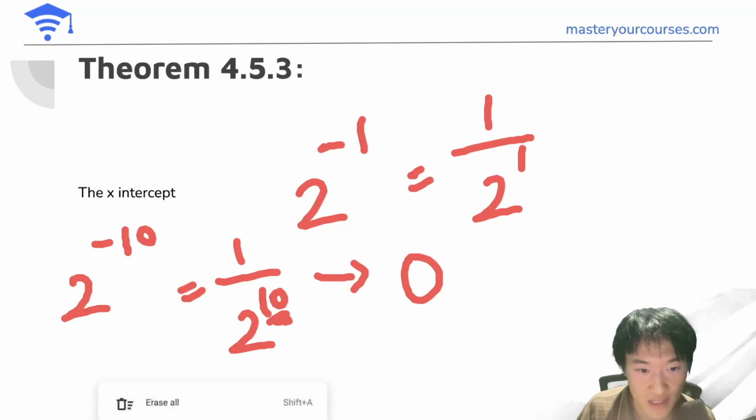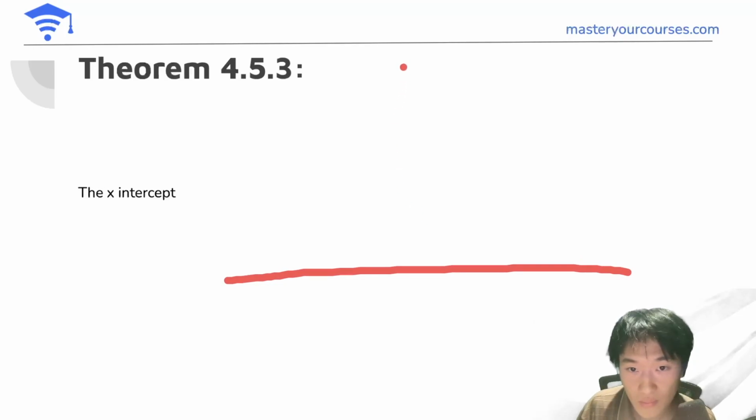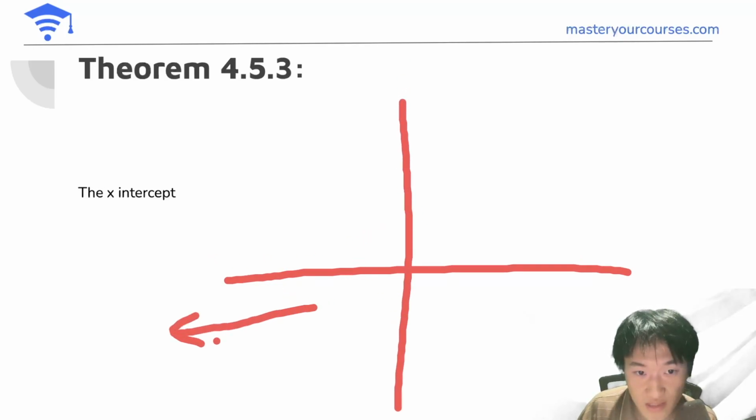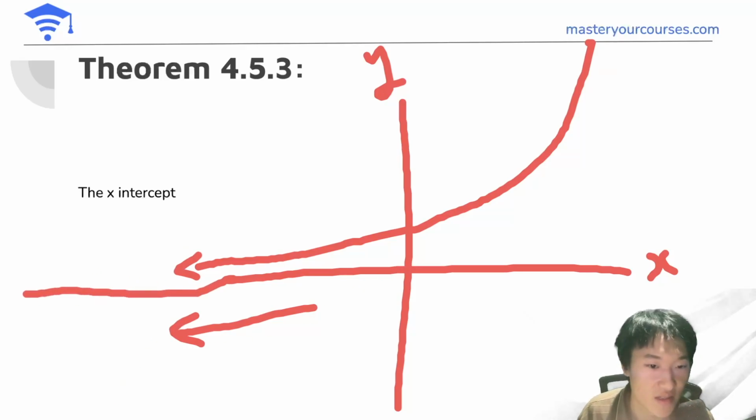If I were to graph this, it would look something like this. As you approach the negatives, this is the x-axis, this is the y-axis, you get closer and closer and closer to the 0 value, but you never actually cross the axis. So there is no x-intercept.